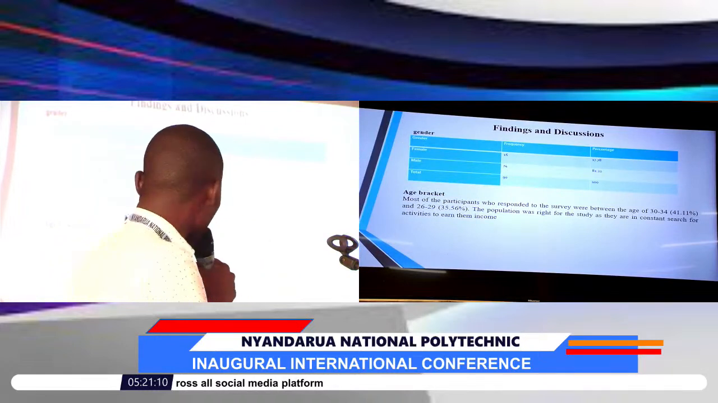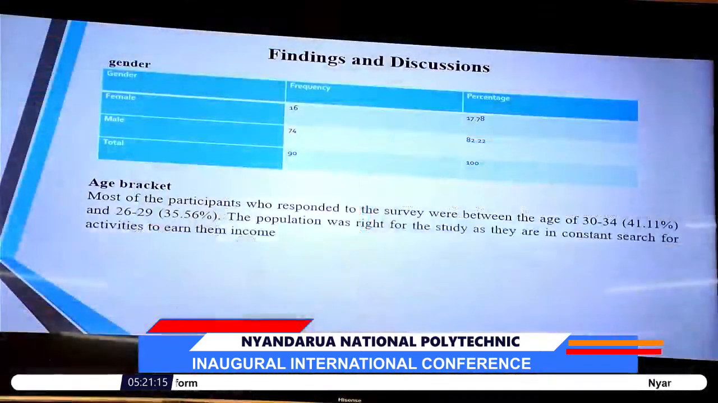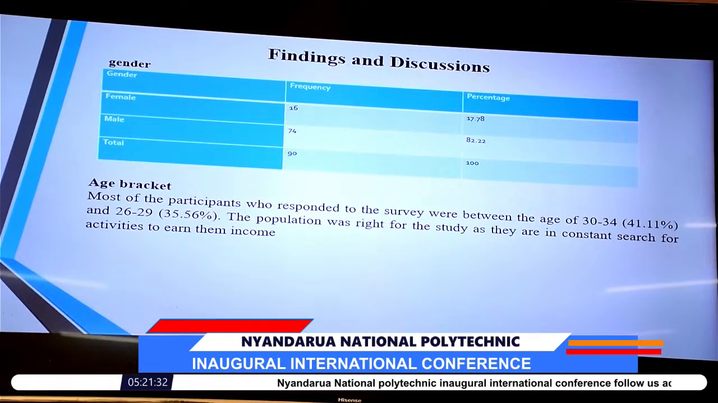Now on the findings, it was discovered that 16 of the 90 participants were female, and 74 were male, meaning that more males are oriented towards agriculture than females. Then on age bracket, those who are 30 to 34 were 41%, and 26 to 29 were 35%, meaning they had the potential to give their views towards agribusiness.